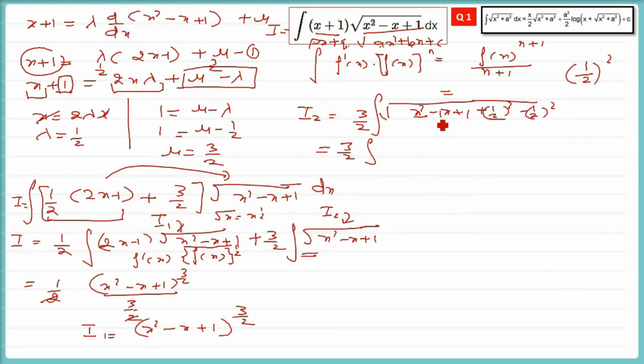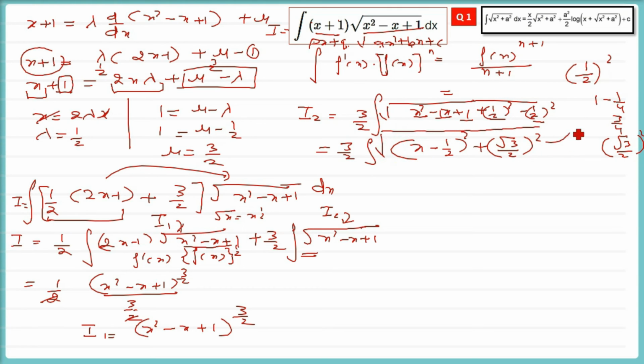Now a square plus b square minus 2ab, so x minus half whole square. What is remaining? 1 minus half square, so 1 minus 1 by 4, which will give you 3 by 4. In order to make it a perfect square, root 3 by 2 whole square will give you 3 by 4 only. So let's write this root 3 by 2 whole square, inside the root.